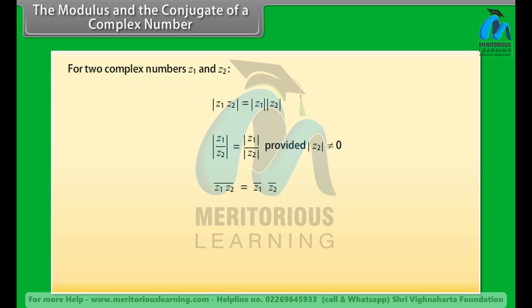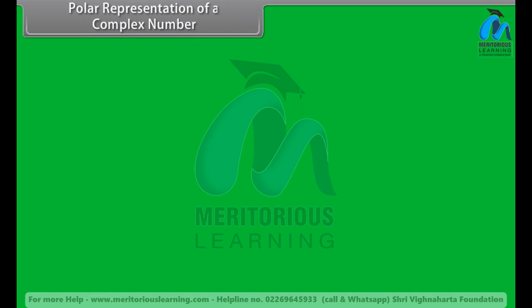Complex conjugate of product of z1 and z2 is equal to complex conjugate of z1 into complex conjugate of z2. Complex conjugate of z1 plus or minus z2 is equal to complex conjugate of z1 plus or minus complex conjugate of z2. Complex conjugate of z1 by z2 is equal to complex conjugate of z1 by complex conjugate of z2, provided z2 not equal to 0. Polar representation of a complex number.